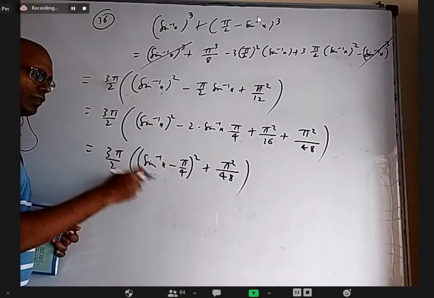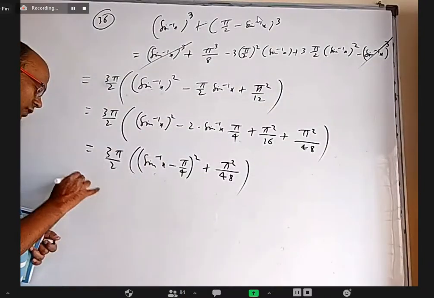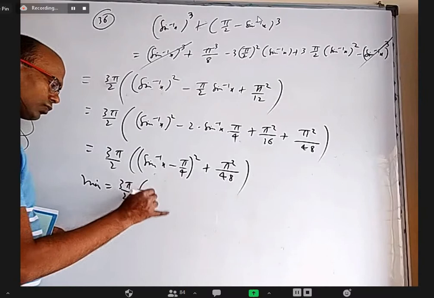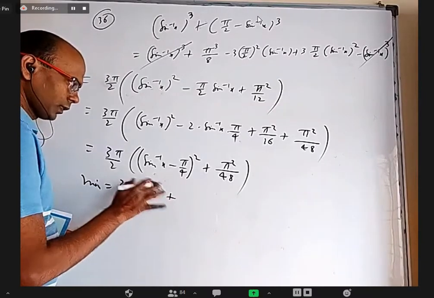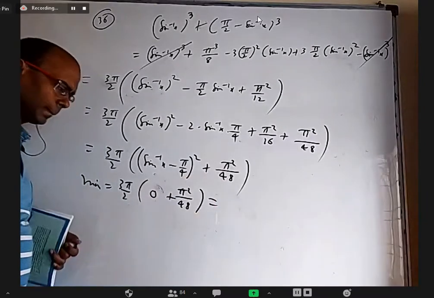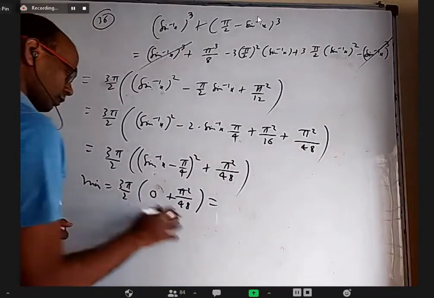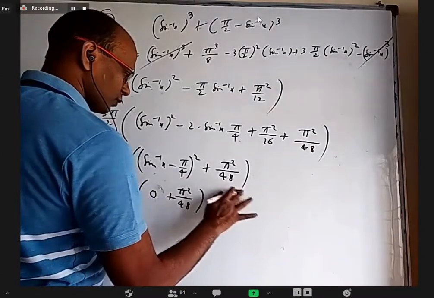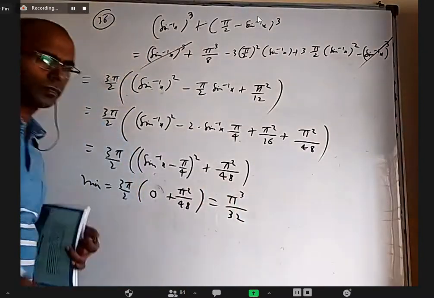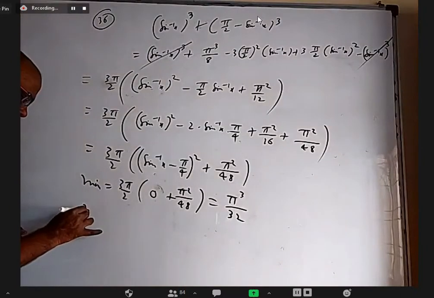Something whole square, minimum will be 0. So minimum is easy. Minimum is equal to 3 pi by 2 into 0 square or 0 plus pi square by 48, which is pi cube by 32. Maximum.